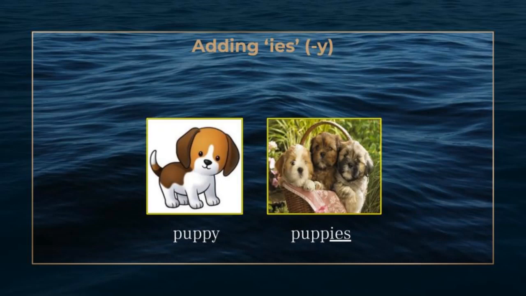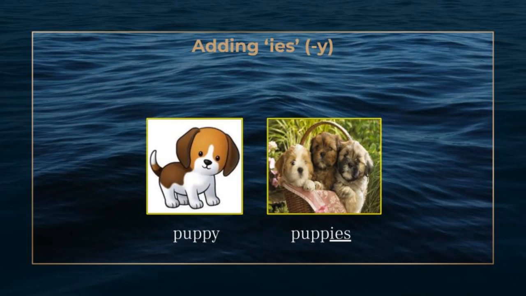Students, let us see the second example, that is puppy. Students, look at the first picture. How many puppies are there in the first picture? Just one puppy is there. One puppy means it is a singular noun. The rule is if a singular noun is ending with a consonant along with the letter Y, we have to remove the last letter Y and then add IES.